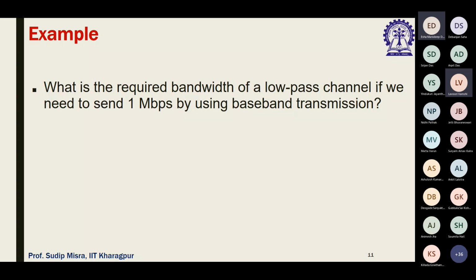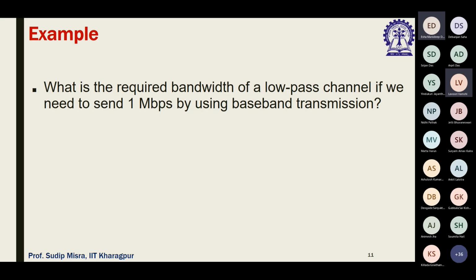So what is the data rate? N, what is the value of N? I told you that the required bandwidth is going to be N by 2. That is the final result, right? So what is N? N is the data rate. What is the data rate over here? 1 Mbps. 1 Mbps is the data rate. And I hope that you know these units, right? So Mbps is megabits per second, right? So 1 megabit per second.